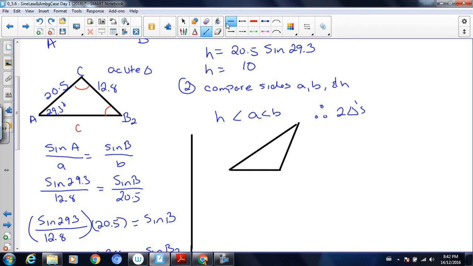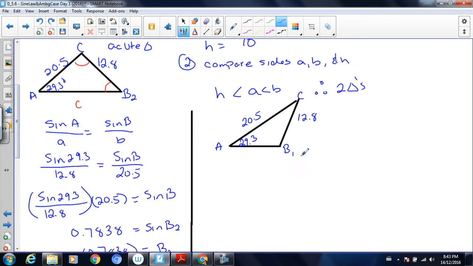Okay, that's my obtuse triangle. Again, I'm still using the letters A, B1 and C. Side A is still 20.5. Angle A is still 29.3. Side a is still 12.8. Okay? Now, I can calculate B1 without having angle C.